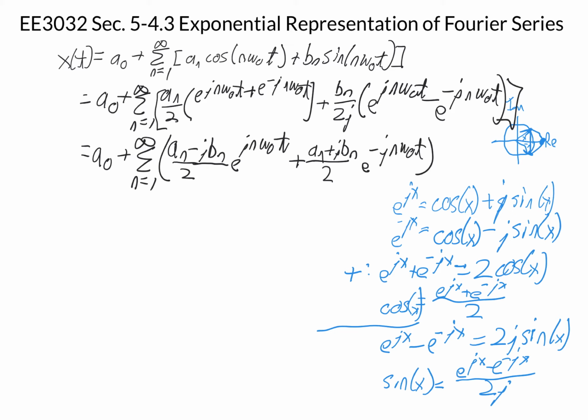Now, we designate these terms in the complex version, the exponential version of the Fourier series. We call the A0 term x sub 0. And we call the next term x sub n. So I have x of n is the an minus jbn over 2. And here I have x of minus n is this a plus jbn over 2.